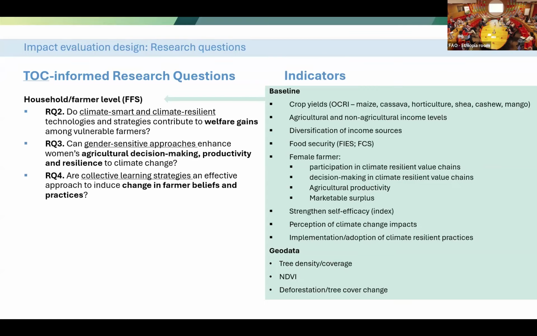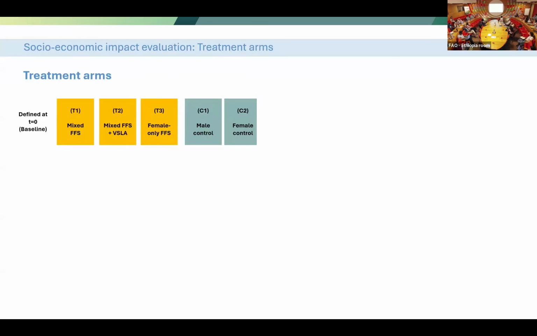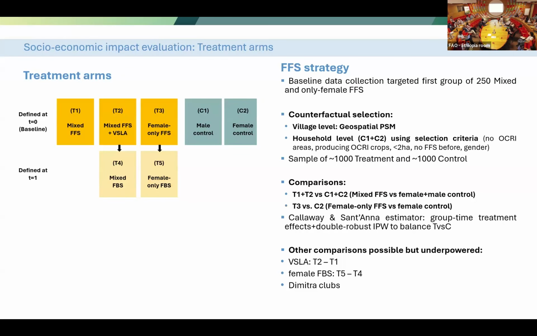So we have information in terms of food security, in terms of agricultural decision making, for example, and perception of climate change impacts. And the idea is going to be to expand this part and include some particular geospatial indicators on a subsample of plots from the sample that we collected data on last year. So this is mostly how it looks: the farming first school strategy.